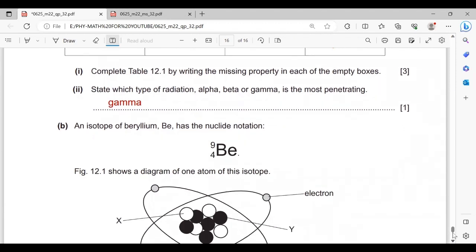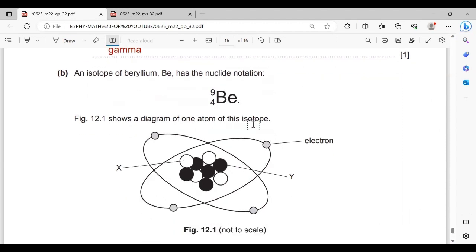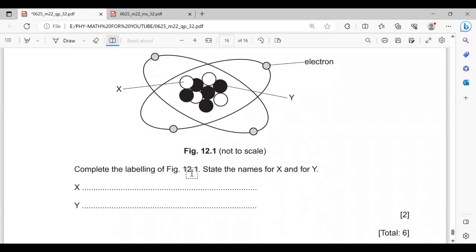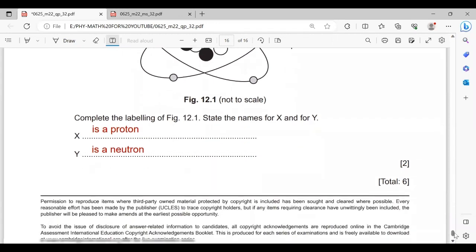An isotope of beryllium, Be, has this nuclide notation. Figure 12.1 shows a diagram of one atom of this isotope. Okay. Complete the labeling of figure 12.1. State the names for X and for Y, of course. X is a proton and Y is a neutron. Neutron. Okay, done.